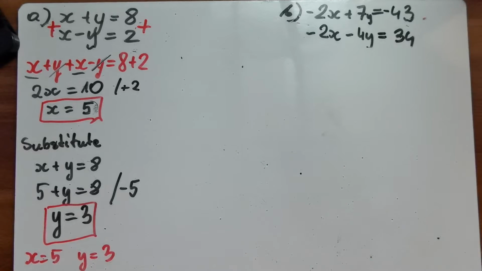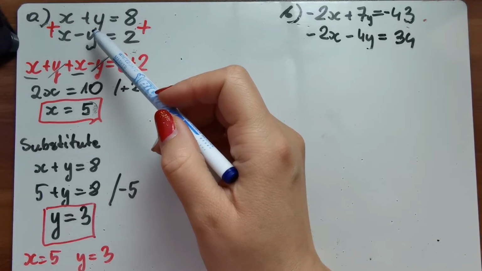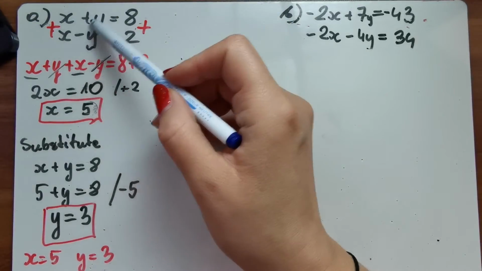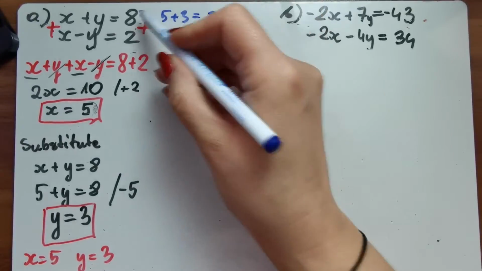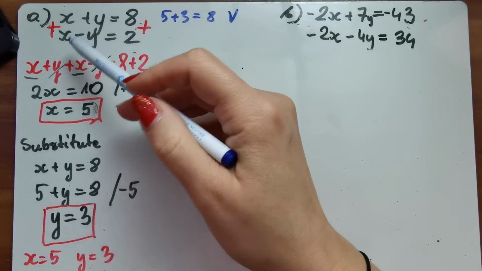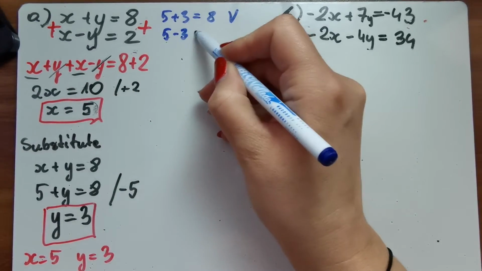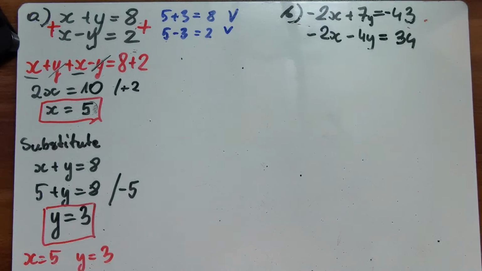Right now I can check if this solution is the correct one, and basically the easiest way is just to substitute into those two equations and check whether they are true or not. So x is equal to 5, y is equal to 3. So x plus y will be 5 plus 3, equal to 8. So this is true. And the second one, x take away y: 5 take away 3 is equal to 2, so it is equal to the right-hand side. So those two equations are true, and this is the set of our solutions.